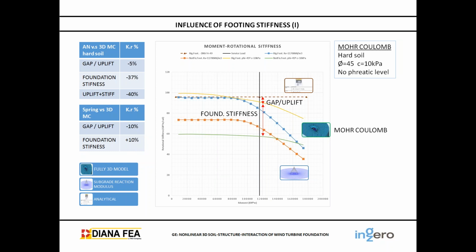Okay, by considering spring versus Mohr-Coulomb, we have a plus or minus 10% difference. So what we are observing here is that it is much more important to consider the footing stiffness than the gap or uplift. But what we can say is that with the analytical method, we are overestimating the rotational stiffness by up to 40%.